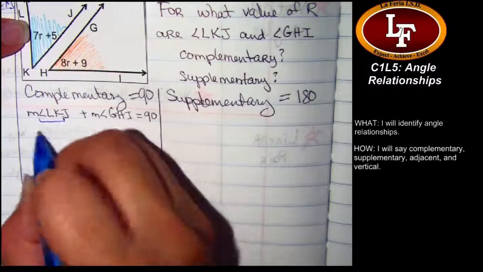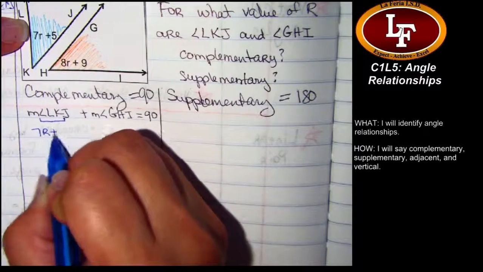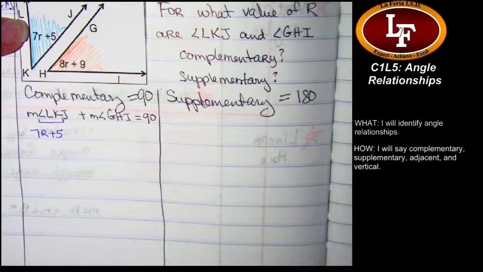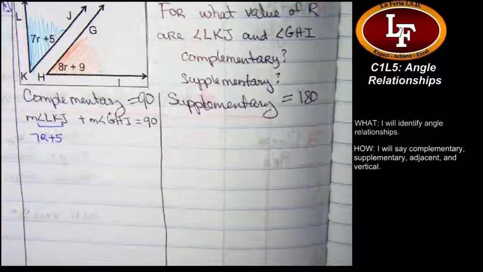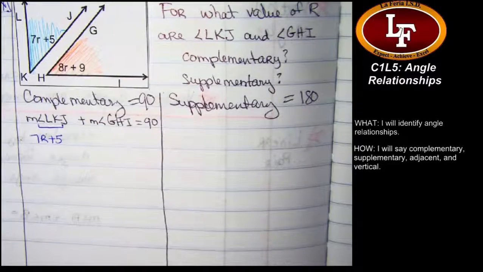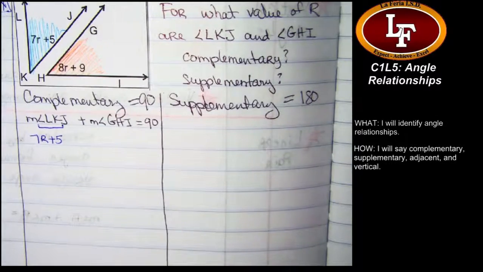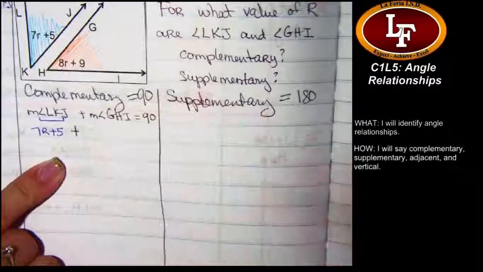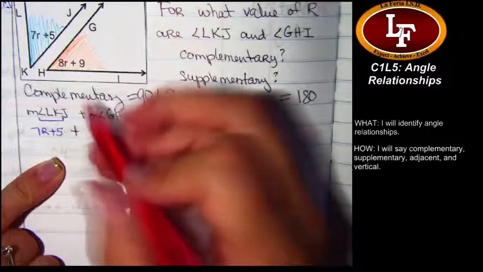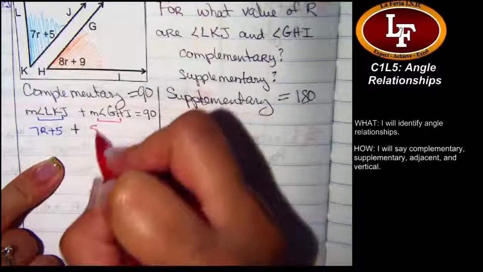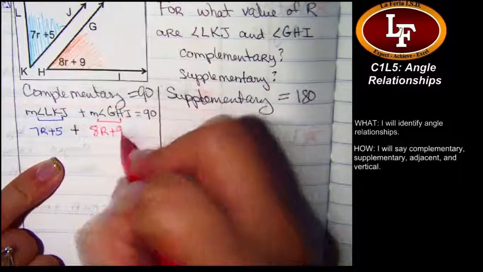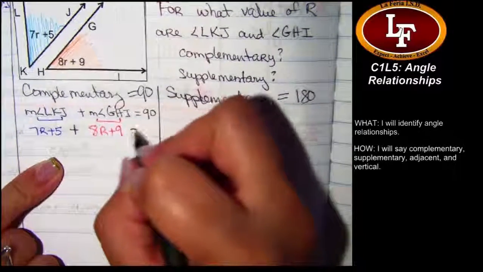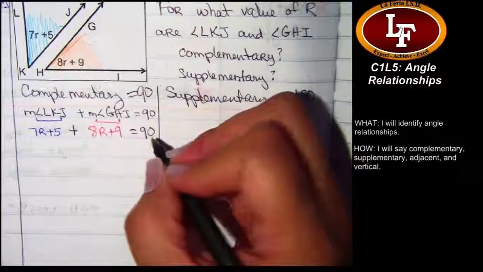7R plus 5. I don't know what number measure that is, but I have an expression that, once I figured out what R is, would tell me what that measure angle is. What is the measure of GHI? 8R plus 9. And that equals 90. I'm going to use my algebra skills.